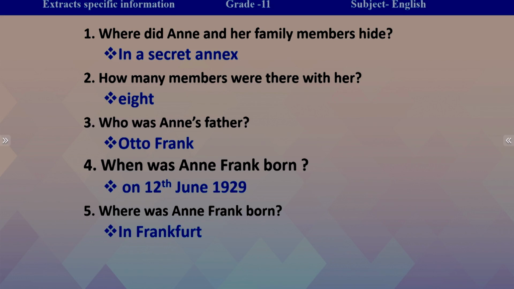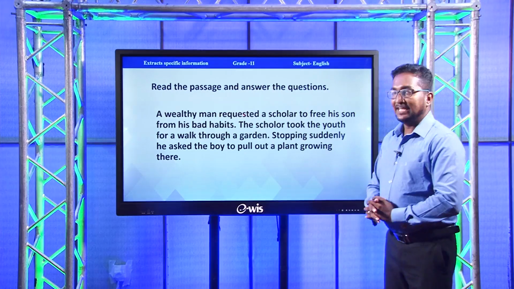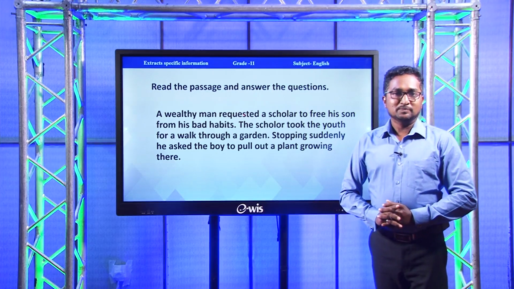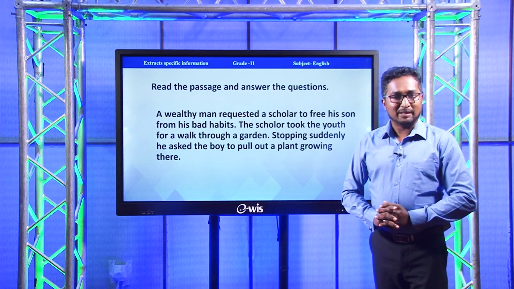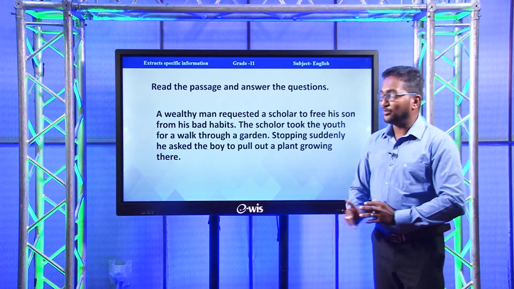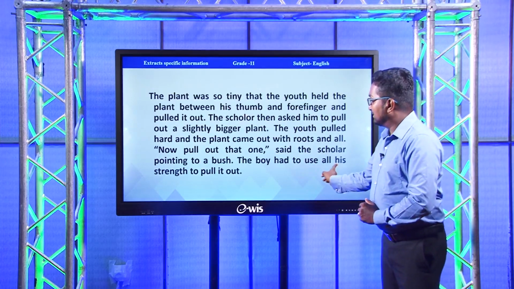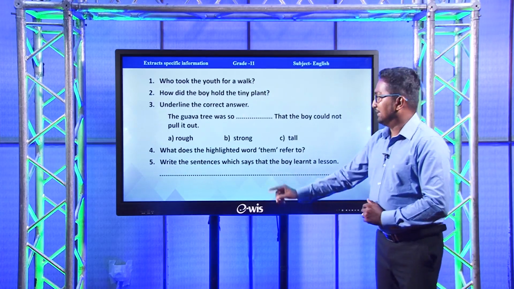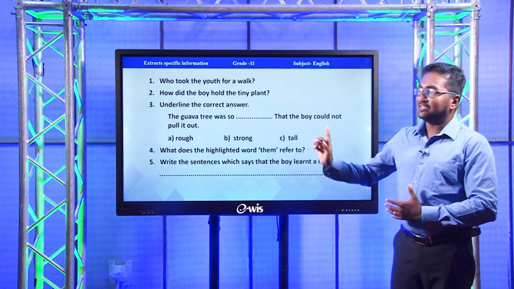When was Anne Frank born? On 12th June 1929. Where was Anne Frank born? In Frankfurt. Now, we'll move to the next slide. There, what we practice in the classroom can appear in the question paper as well. Read the passage and answer the questions. Again, you have to look at the questions because you must have a purpose of reading. Shall we take down these things first?